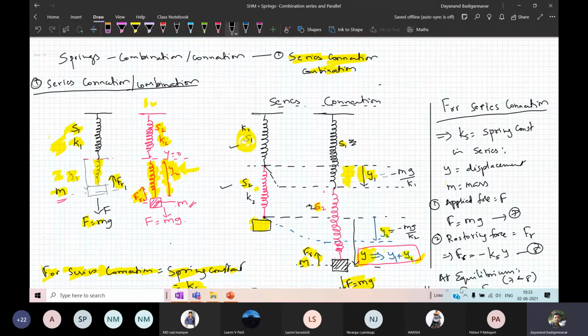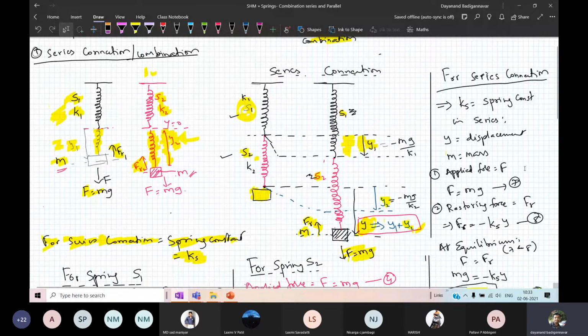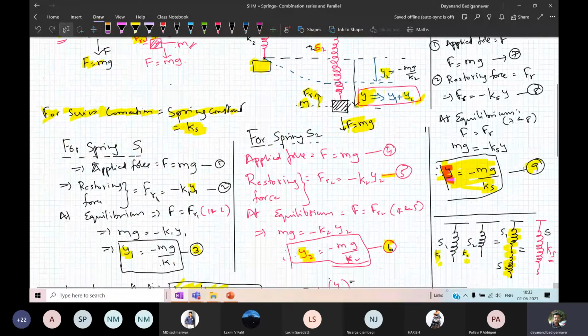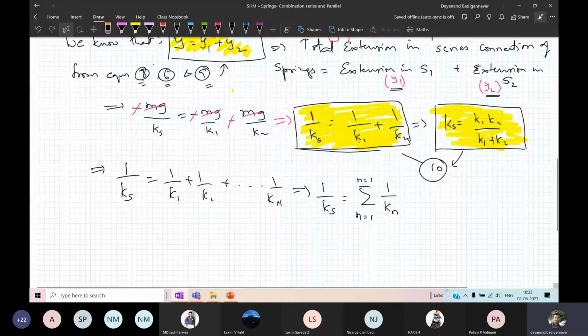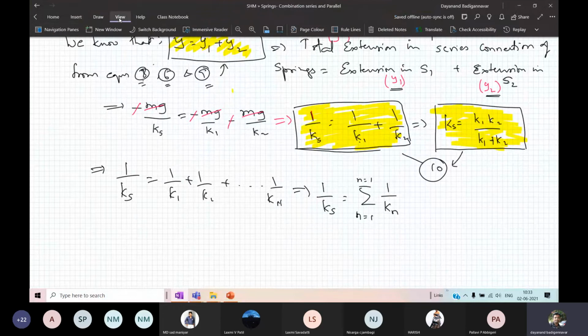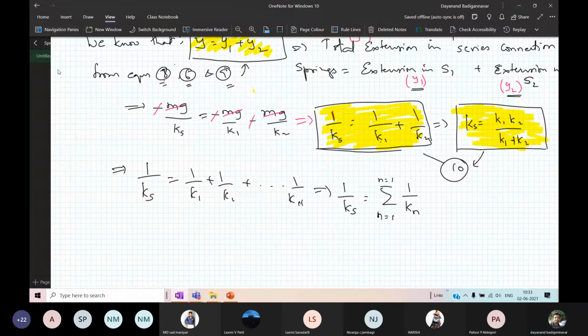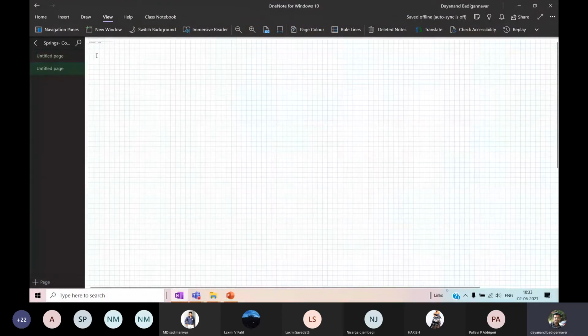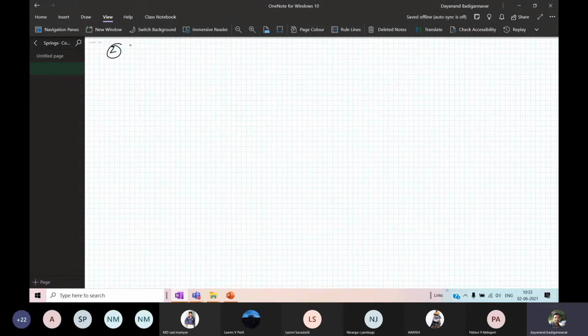Okay, got it. Next, go for the parallel connection. Second one, hope you have followed, students. The second one is the parallel combination of springs. Very simple. This one is much simpler than the previous one. Parallel combination or connection.